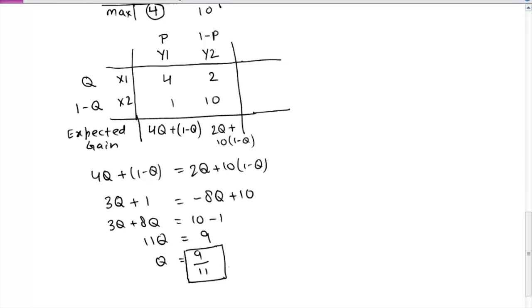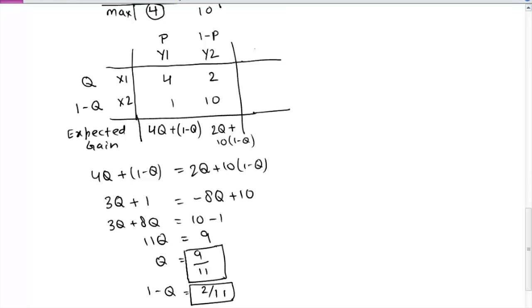So if Q is 9 over 11, obviously 1 minus Q is going to be 2 over 11. So basically player X will play the first strategy 9 over 11, that will be the proportion out of all the time player X plays strategy 1, and similarly 2 over 11 for strategy 2.